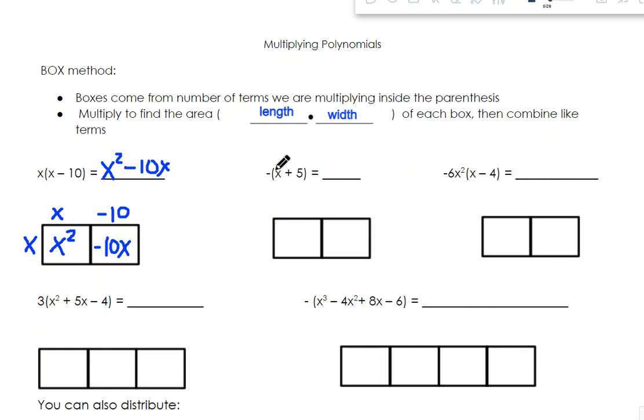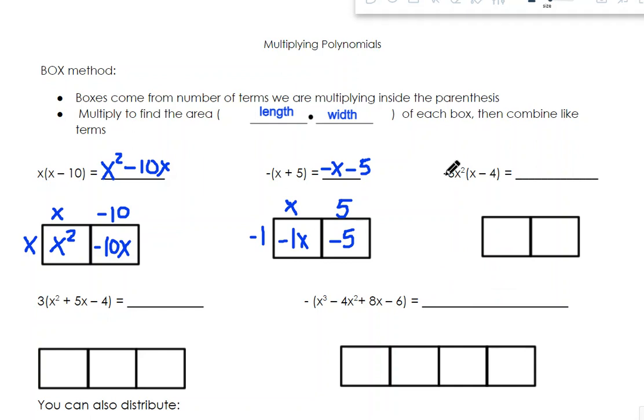Let's try this one. I have negative parentheses x plus 5. So this is really a negative 1. So I'm going to have negative 1 times x plus 5. I just put a positive 5. Plus 5 and positive 5 mean the same thing. So negative 1 times x would be negative 1x. Negative 1 times 5 would be negative 5. So what's my final answer? My final answer is negative x, because we don't have to write that 1, minus 5. And that's my answer, because I can't combine anything else. I can't combine this with this, because this is an x and this isn't. And that's it.